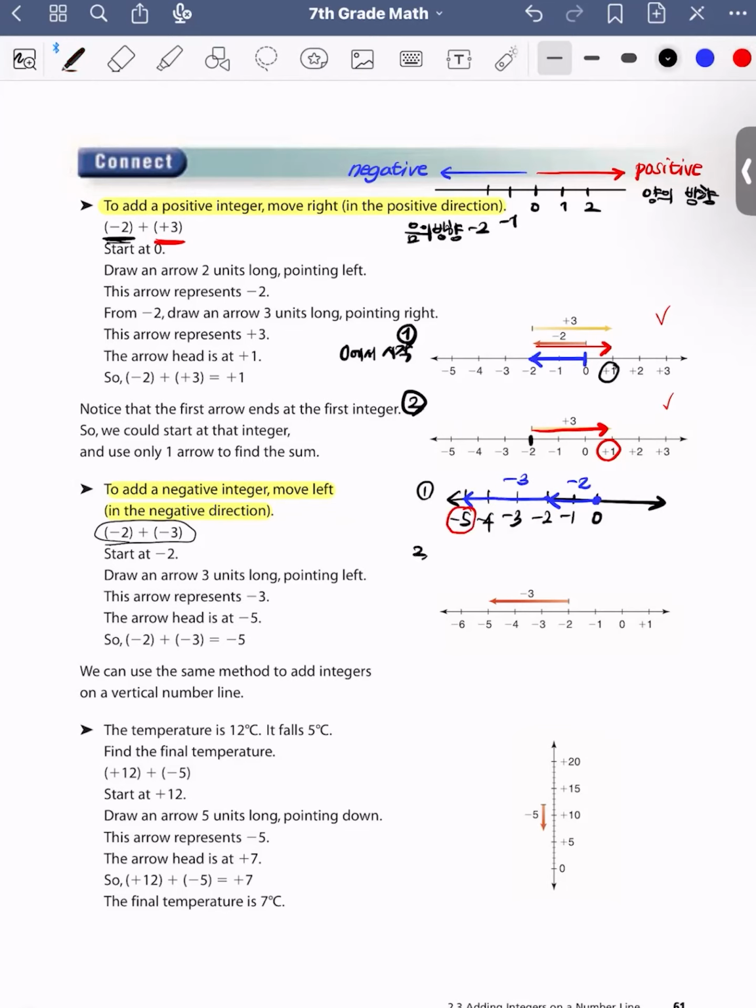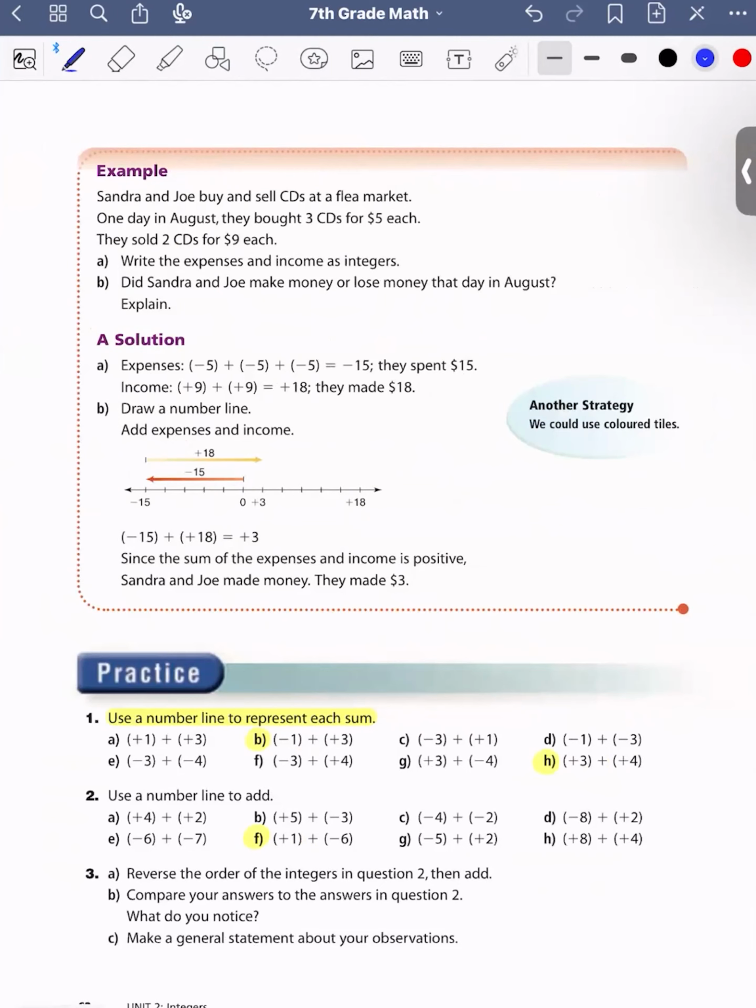What you can also do is you start from the first number. So in this case, you start from negative 2 and you draw an arrow that's 3 units long towards the negative direction, which will give us negative 5. Great job. Can you solve practice problem number 1B?